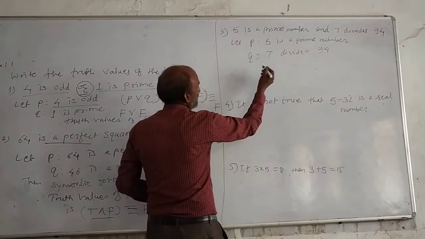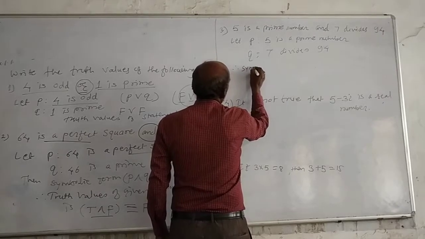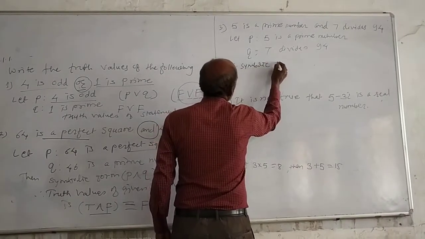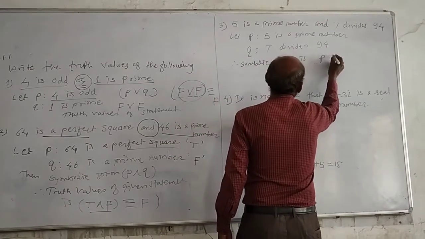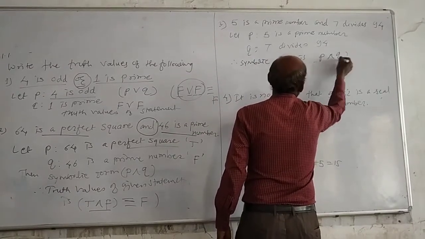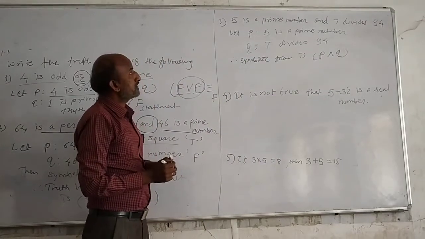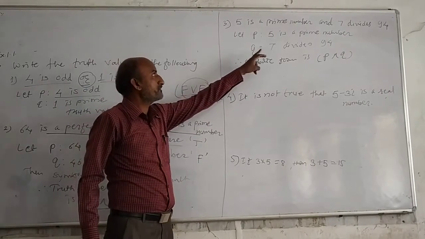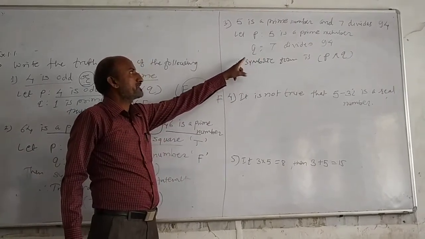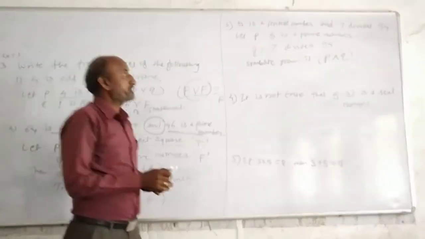Symbolic form of the given statement is P and Q. Then the truth values of these two statements. What are these two statements? 5 is a prime number and 7 divides 94. What are the values of these?